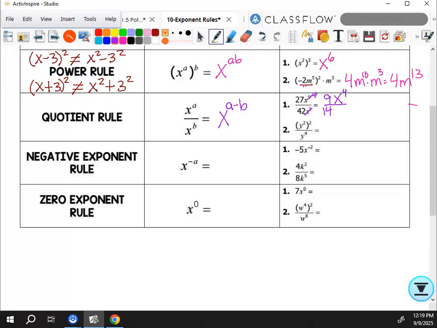What questions do we have? Anything? All right. On 2, before I start reducing anything, I want to go ahead and take my power to a power. So this will give me y to the 4th over y to the 4th. What does that give me? 1. They cancel out and I get 1.